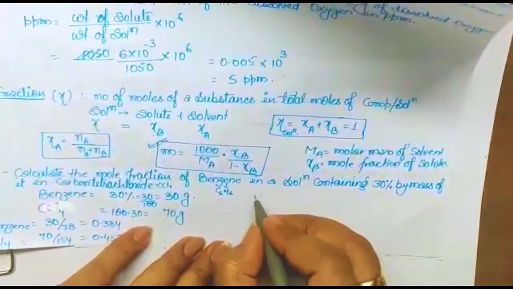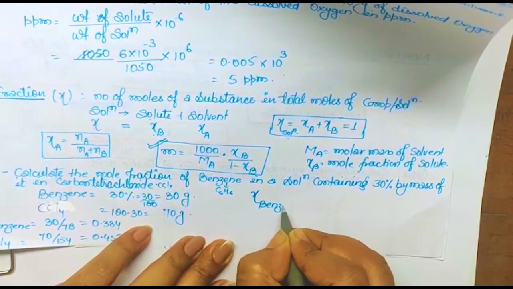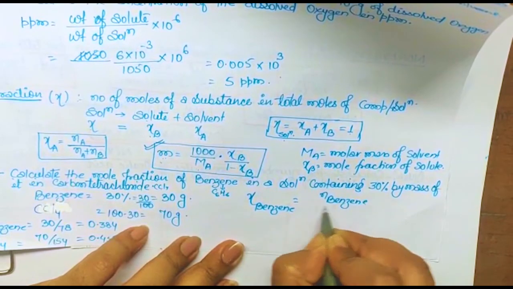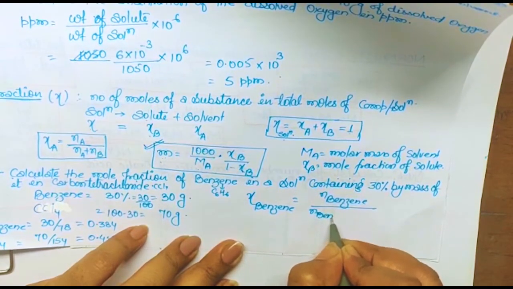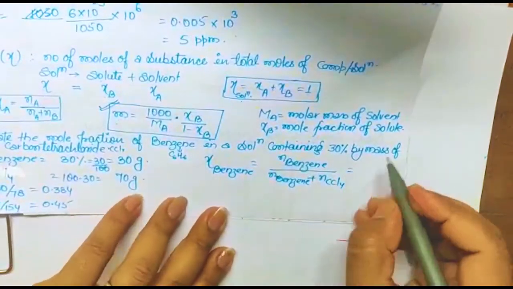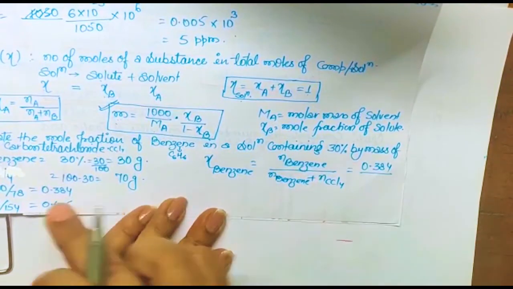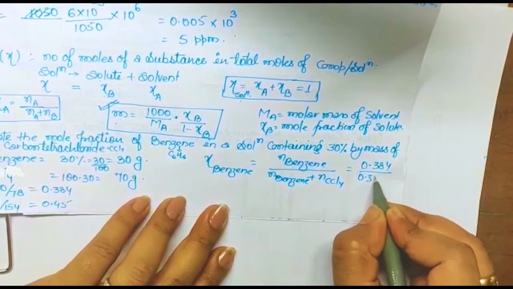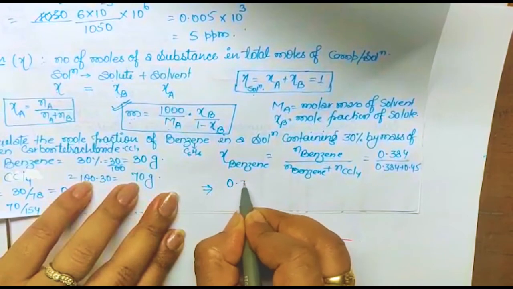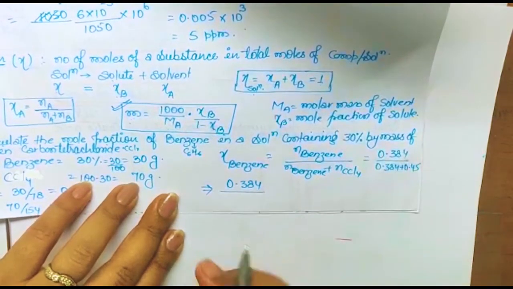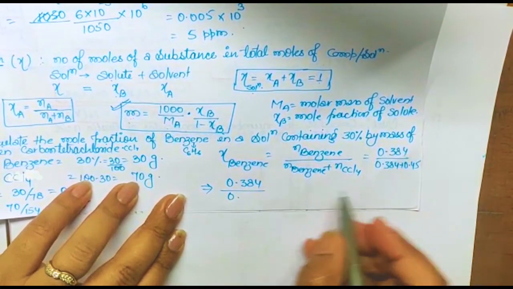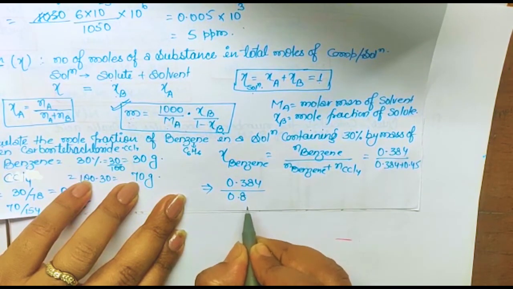Now we have to find the mole fraction. So mole fraction of benzene will be equal to moles of benzene upon moles of benzene plus moles of CCl4, isn't it? So moles of benzene is given, how much? 0.384, yes, and divided by 0.384 plus 0.45. So you just solve it.